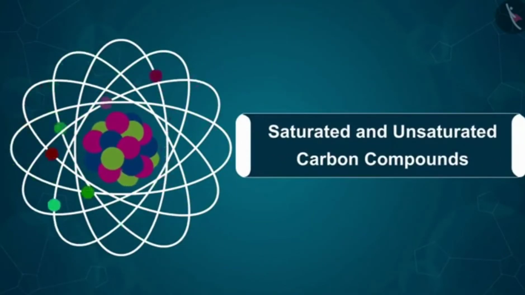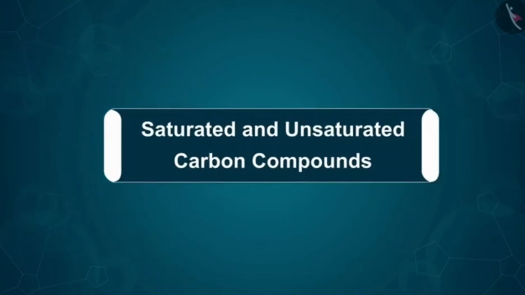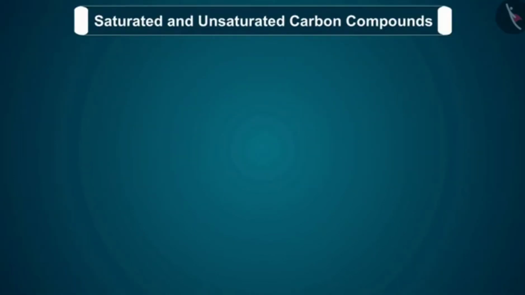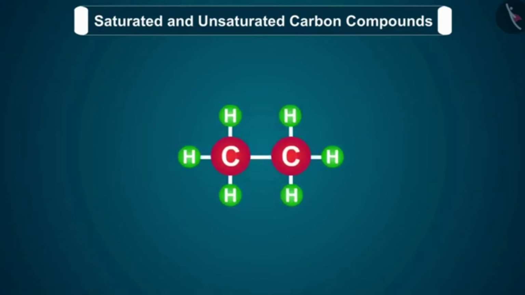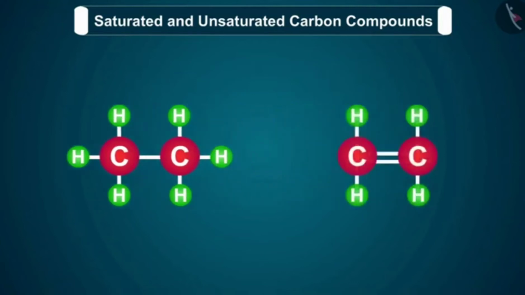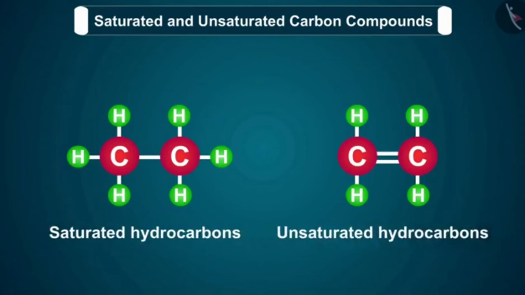The topic that we are going to cover in this session is saturated and unsaturated carbon compounds. So children, before we move ahead with our discussion, we should know that a compound made up of hydrogen and carbon only is called hydrocarbon, and these hydrocarbons are of two types, which are saturated and unsaturated hydrocarbons.